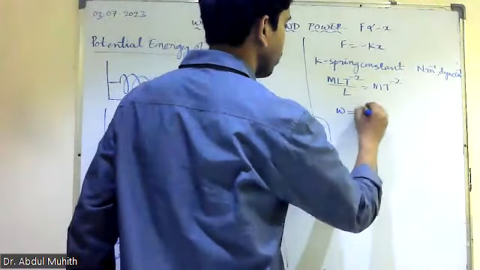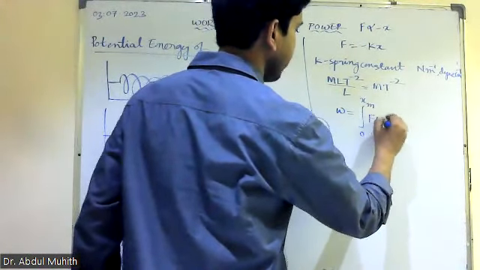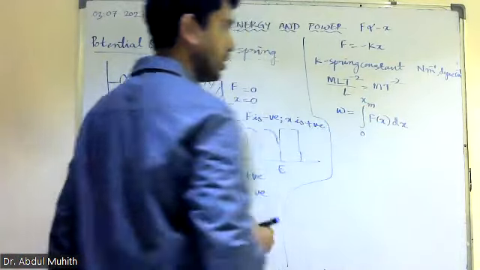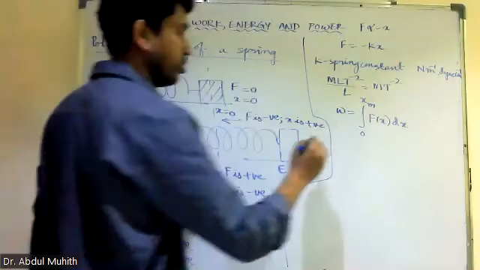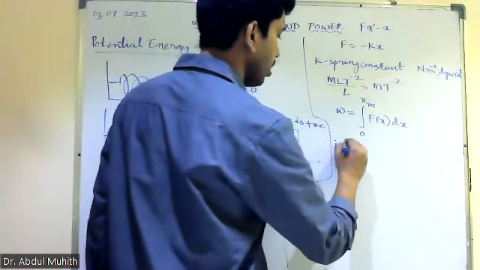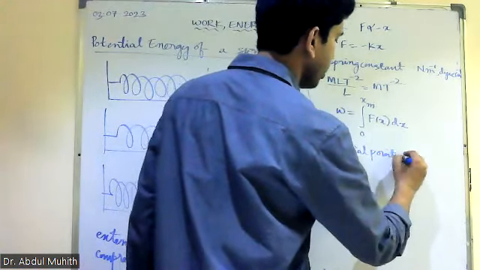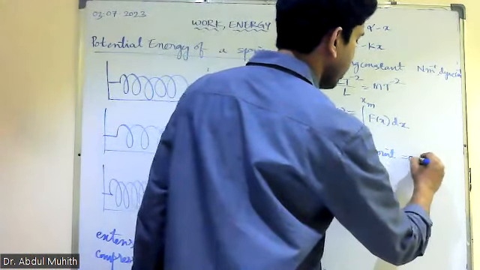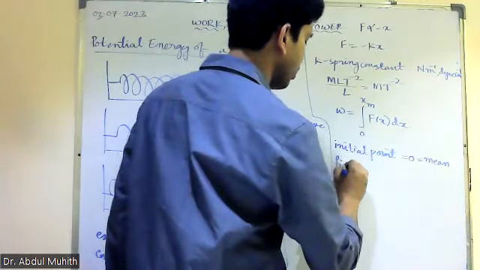Now next, work done by variable force is what? W equals the integral from 0 to xm of F(x) dx, that is a function of x dx. What is xm? xm is the maximum. So the initial point is the mean position, that is 0. And the final position is what?